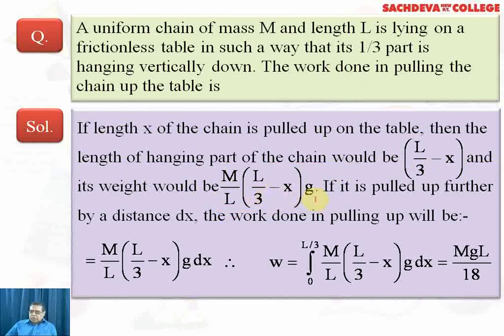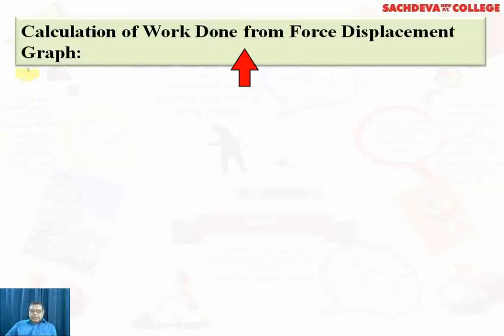into g. So total mass will be m over L into L by 3 minus x, and g is acceleration due to gravity. If we take the product, it will become weight. If it is pulled up further by distance dx, the work done in pulling up will be calculated by integration. So we have integrated the function m over L into (L over 3 minus x) into g with respect to dx. The integration appears in the form of mgL over 18. Now, the calculation of work done from the force displacement graph.